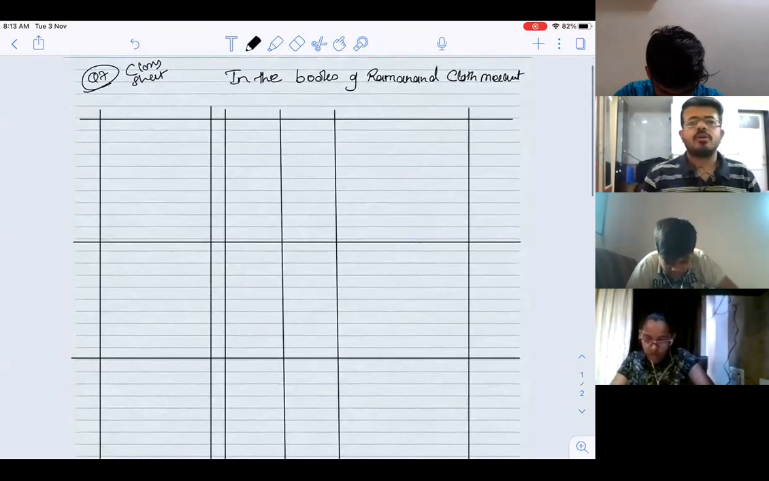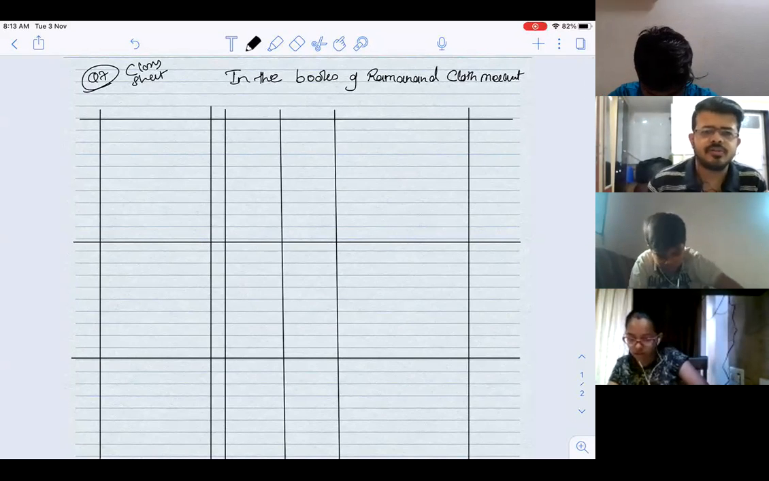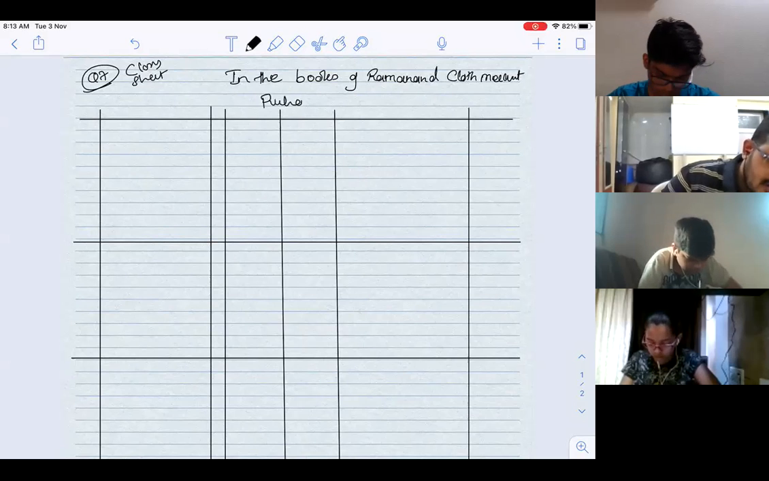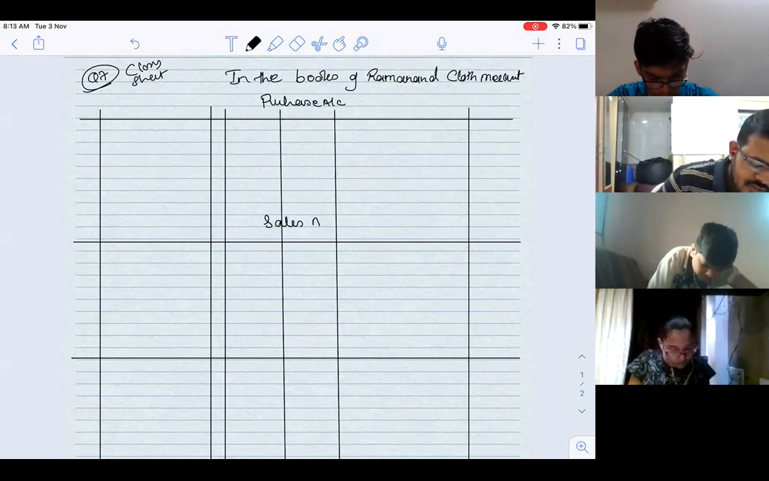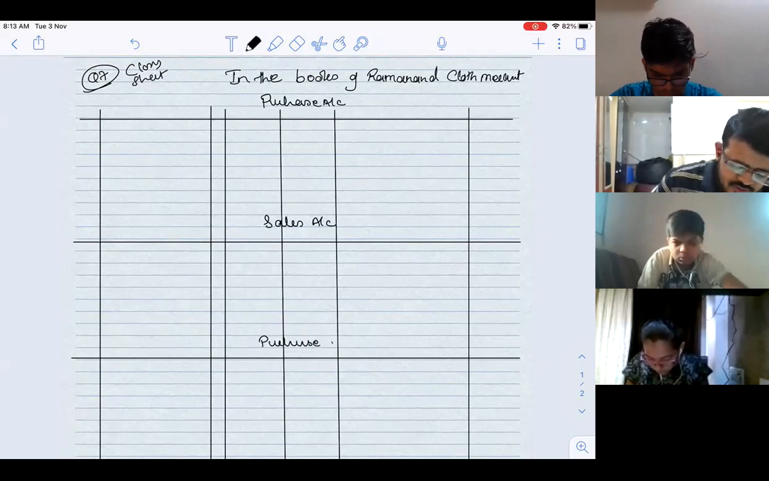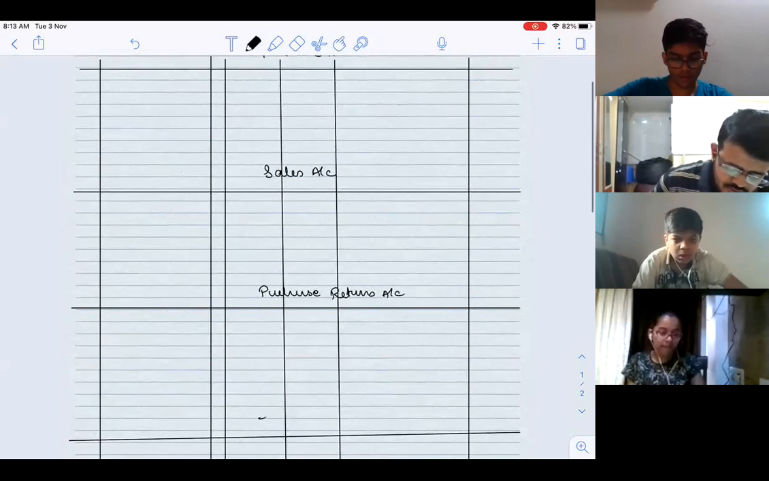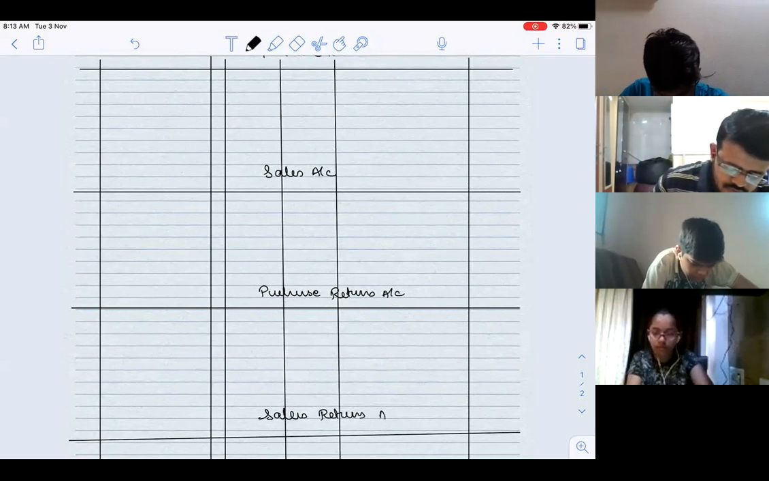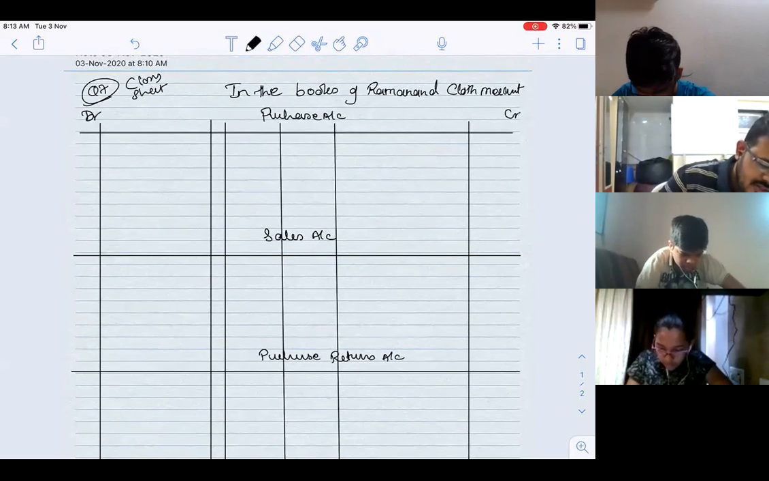And what are these 4 accounts? What are these 4 accounts that you may be asked while preparing subsidiary books? These 4 accounts are purchase account, sales account, purchase returns account, and sales returns account. Okay, जो 4 subsidiary books है उन्हीं 4 के ledger account आपको बनाने हैं.